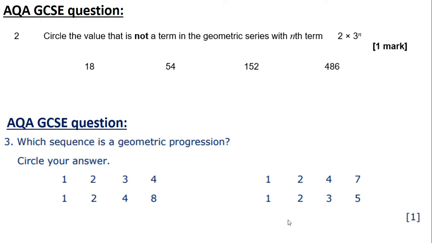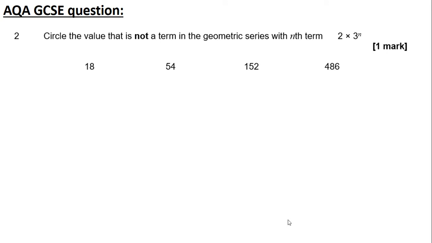Okay then, here is the thinking behind the answers for these 2 questions. So for the first one, we're given the formula for the nth term as 2 times 3 to the n. Now, the formula for the nth term tells us the values in the sequence for different terms where n is the term number. So if I wanted the first number in the sequence, I would put n equals 1 into that formula. So for the first term, I'm doing 2 times 3 to the power of 1, which gives me 6.